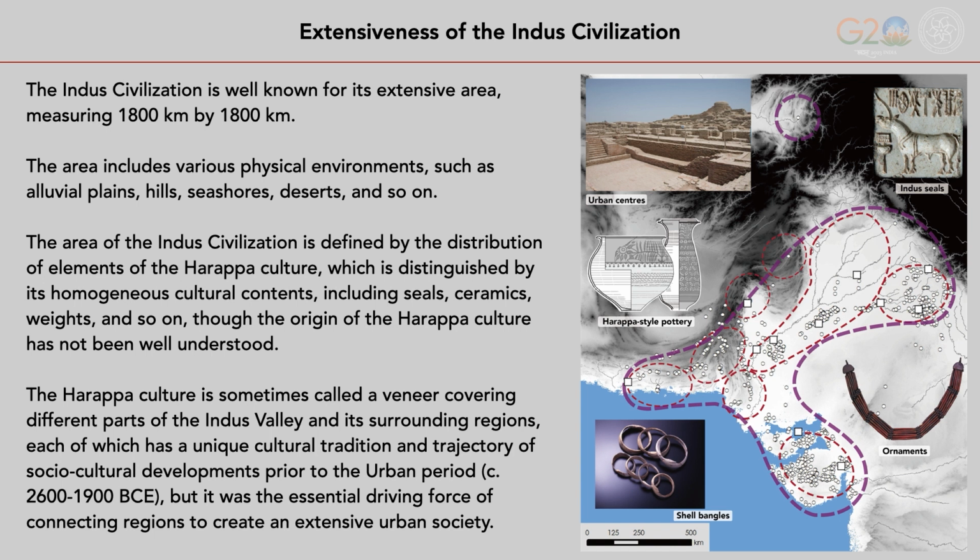Though the origin of the Harappa culture has not been well understood, it is sometimes called the veneer, covering the different parts of the Indus Valley and its surrounding regions, each of which has a unique cultural tradition and trajectory of social and cultural developments prior to the urban period. But it was an essential driving force of connecting regions to create an extensive urban society.